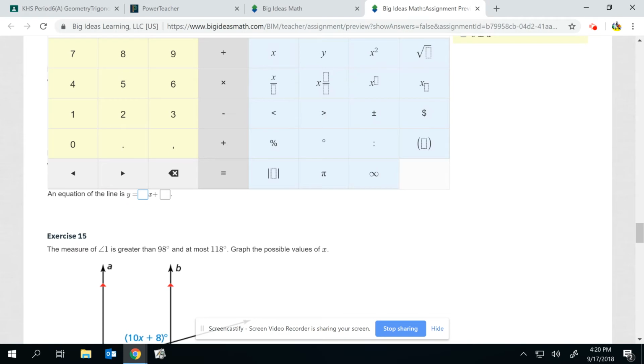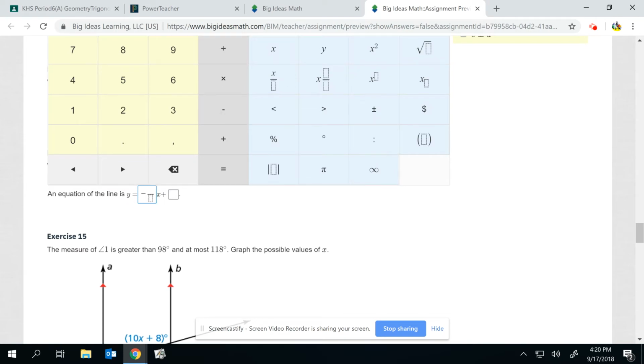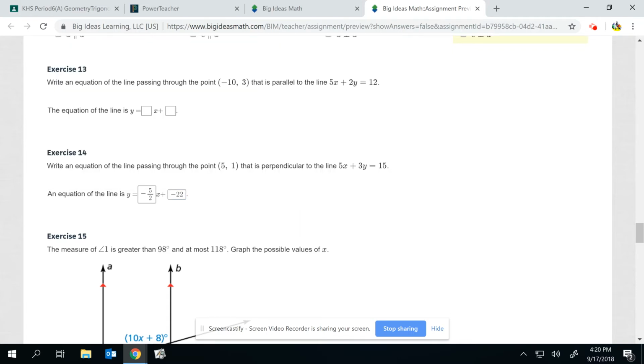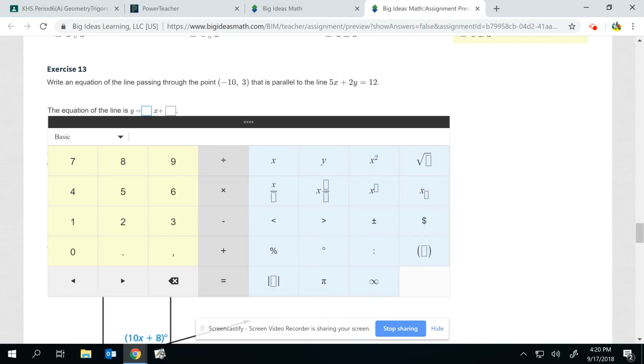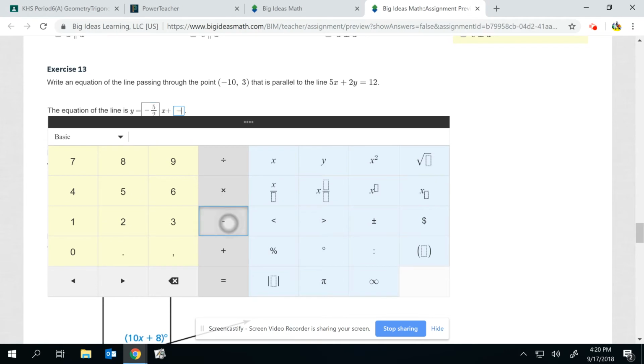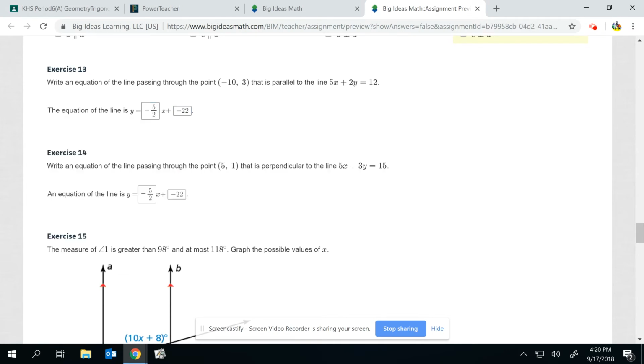So in here is going to be a negative fraction 5 over 2 and then plus, and it was a negative 22 in there in the back. Pretty sure that's what I had on there, hopefully. And that was not the right one. We need that one. So negative 5 over 2, and then my negative 22. I think it was negative 22. You guys have it written down. It might be positive 22. No, I think it was negative 22.